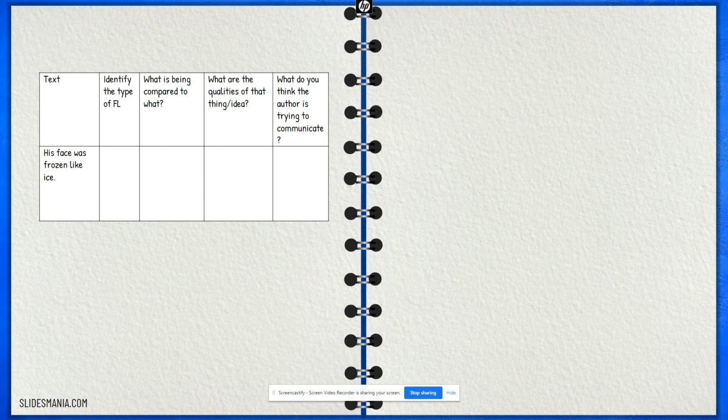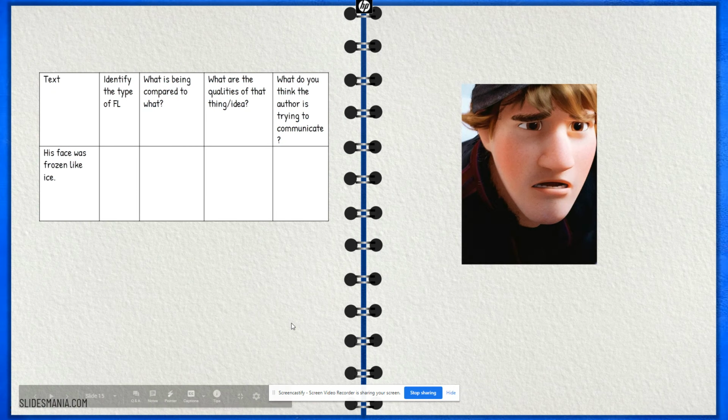So in this one, we know his face was frozen like ice. That should give you a hint to identify the type of figurative language. You should be able to come up with what's being compared to what. His face is like ice.